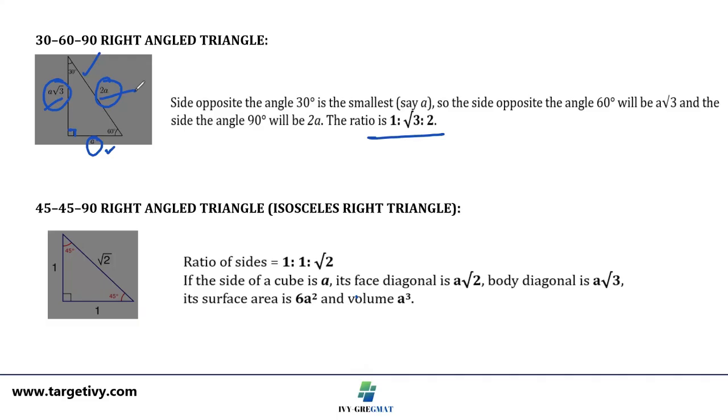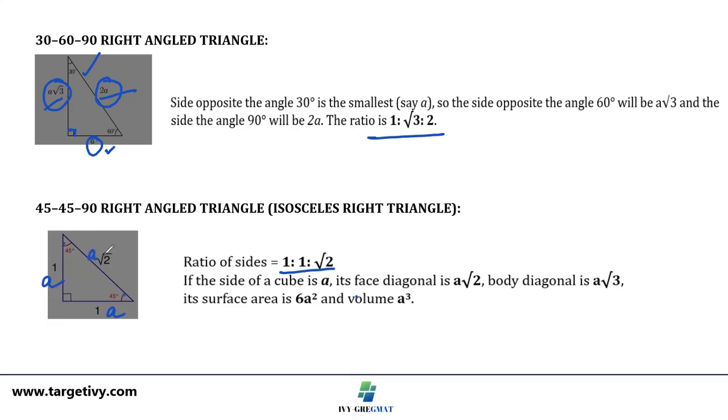Similarly, in a 45, 45, 90 right angle triangle, which is an isosceles right angle triangle, because obviously 45 degrees each, the sides will be the same. The ratio of the sides will be 1 is to 1 is to root 2. So if this is A, this will be A, this will be A root 2.